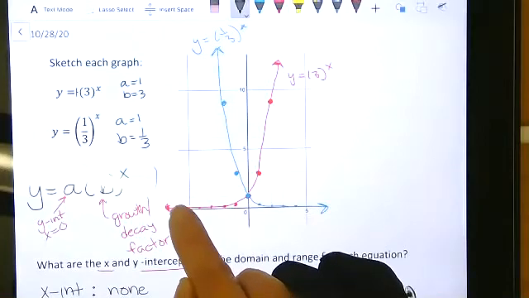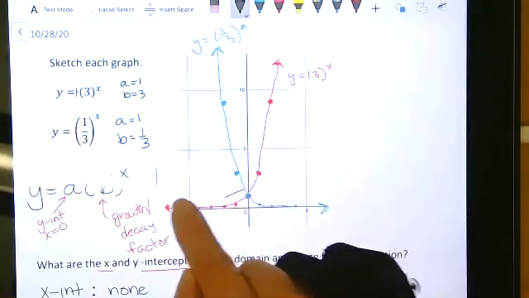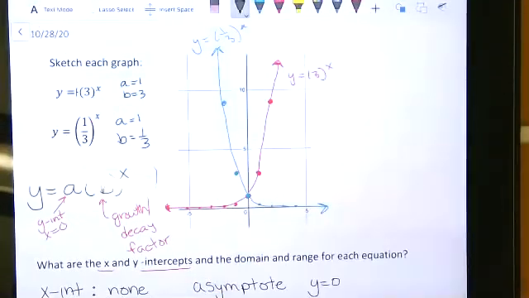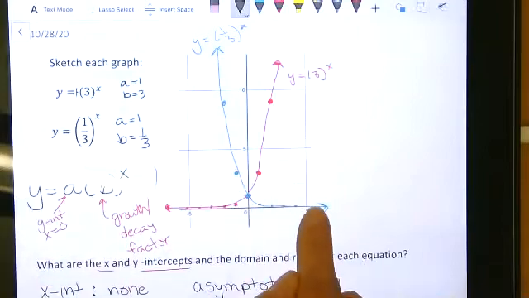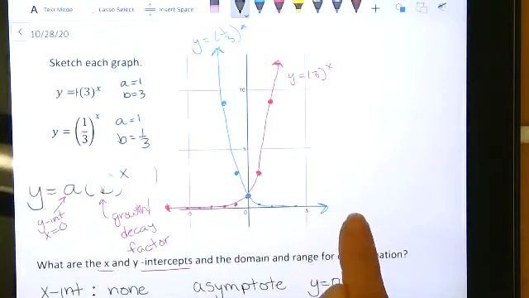So to the left, there's an arrow. To the right, there's an arrow. That means every value of x is on this pink graph. Same thing on the blue one. We are going to the left. There's an arrow, and to the right.